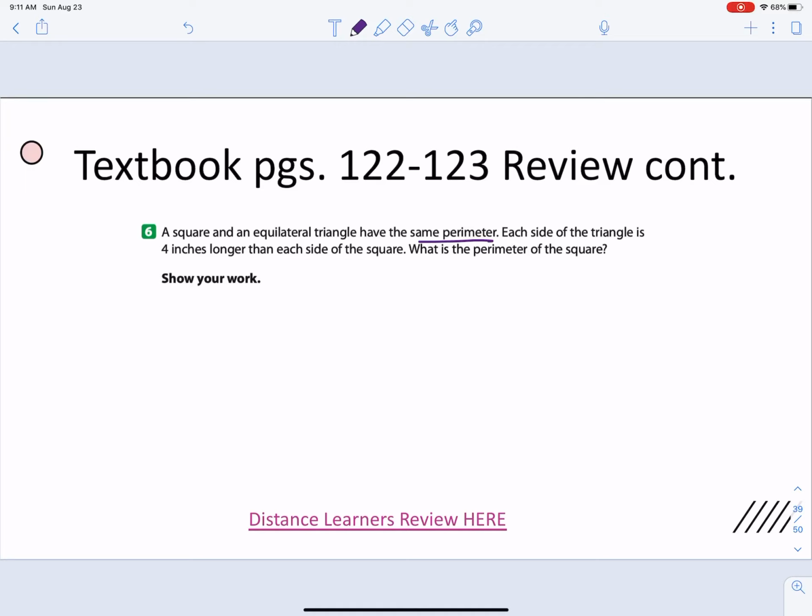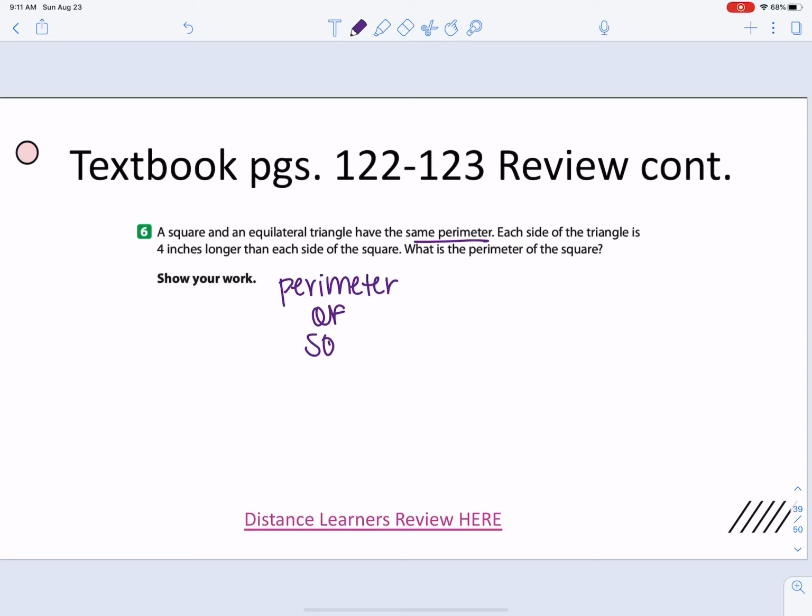So to solve, I have to first set up an equation. I'll have the perimeter of the square on one side, and I'll have the perimeter of the equilateral triangle on the other side.